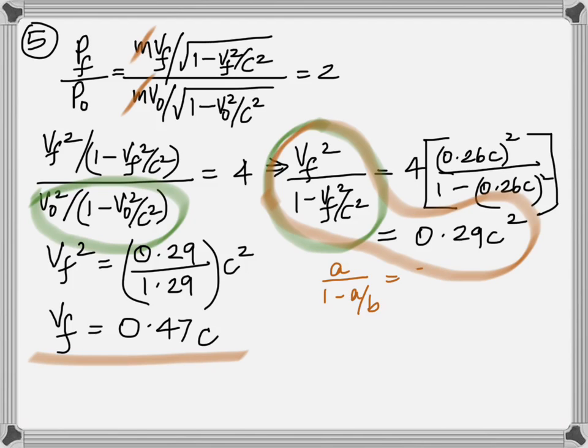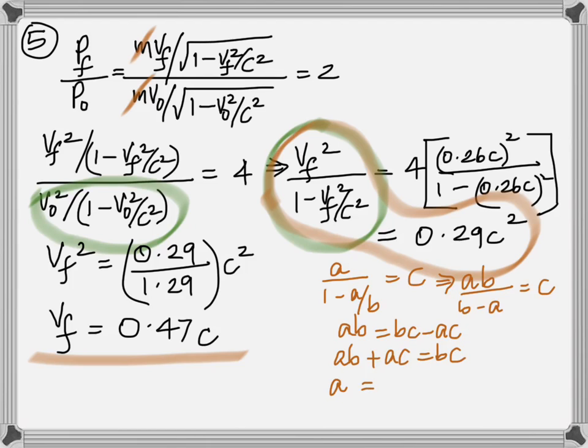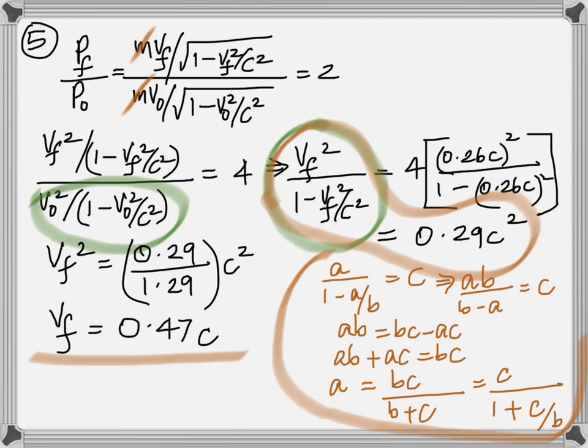Now I'm trying to show how you get that, kind of, because this is like a by 1 minus a by b equal to something called c. And when you solve that, and I'm trying to make a the subject, you see that you could finally write it as c by 1 plus c by b, which is what we've done. That's number 5.